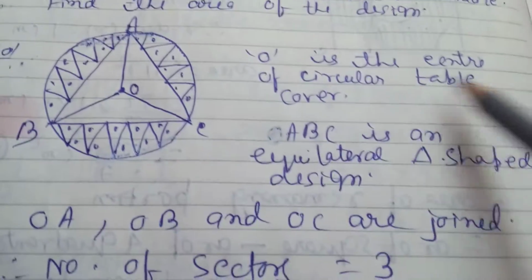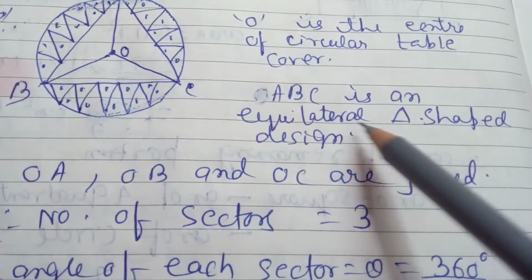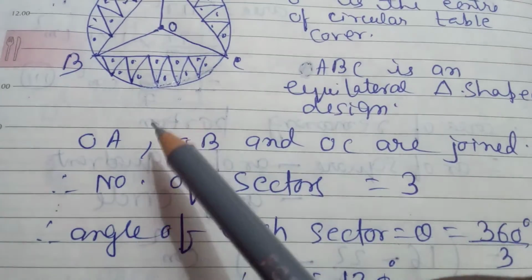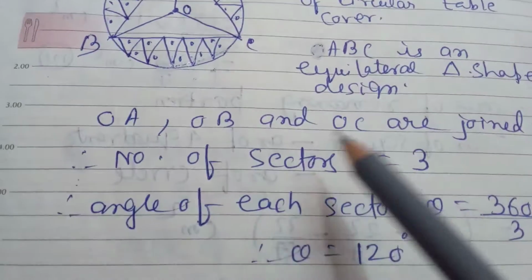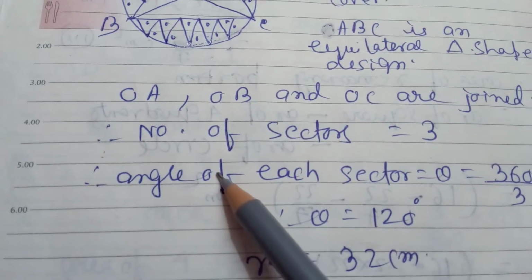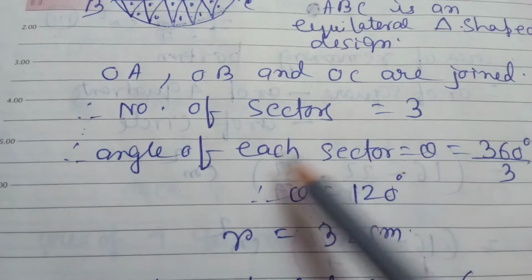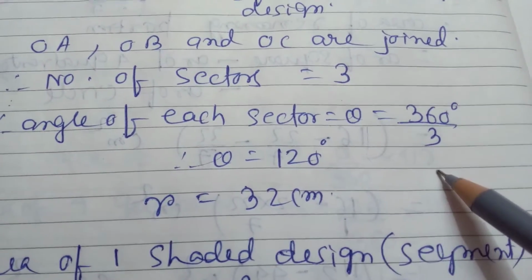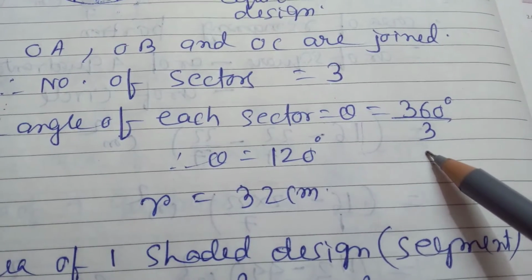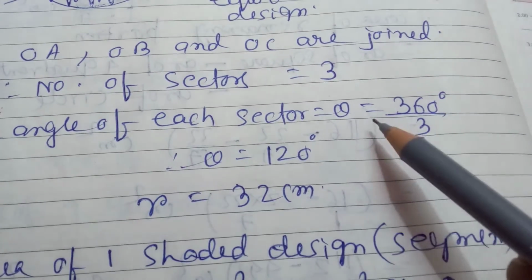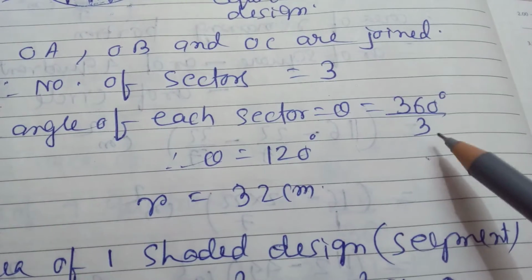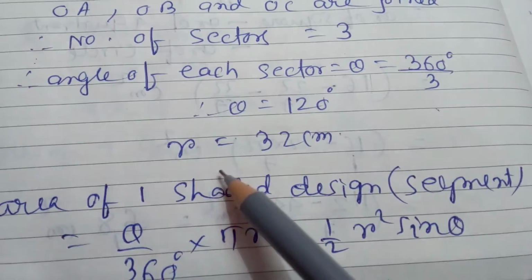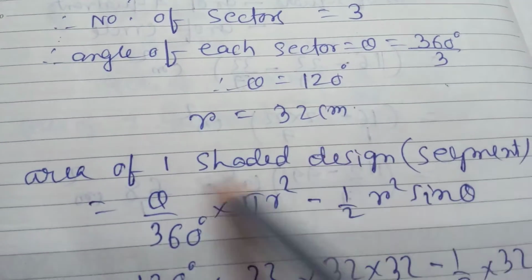So O is the center of the circular table cover. ABC is an equilateral triangle shaped design. So at first OA, OB, OC are joined. So the number of sectors equals 3. So the angle of each sector, theta, equals 360 by 3. You know the sum of the angles around a point is 360. So theta will be 360 by 3 because the number of sectors is 3. So theta equals 120 degrees and the radius is given as 32 cm.